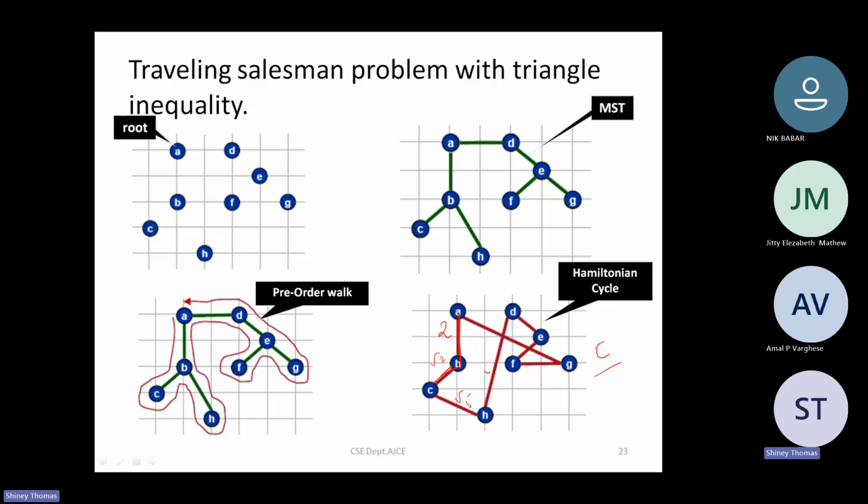HD will come around root of 17. Solve it. Then DE will come around root of 2. EF will also be around root of 2. FG will be 2. And the final one, GA, will be root of 20. When you find the sum of all these costs, what you will get as the cost value is 19.074. This is the cost that you're going to get.